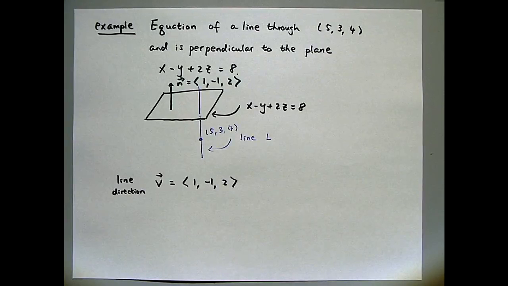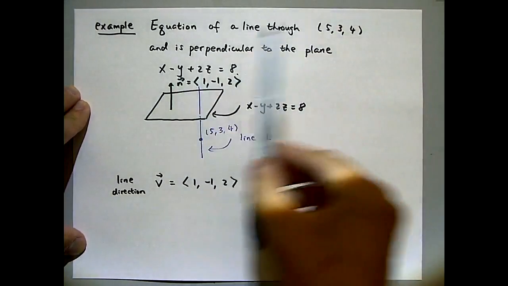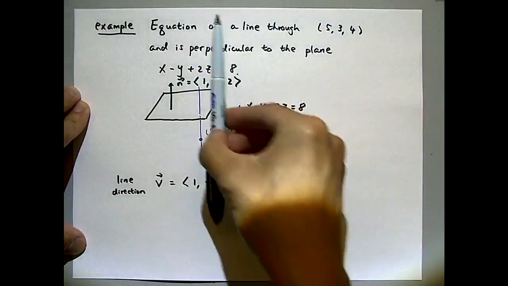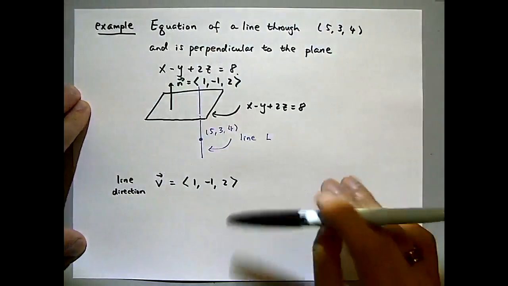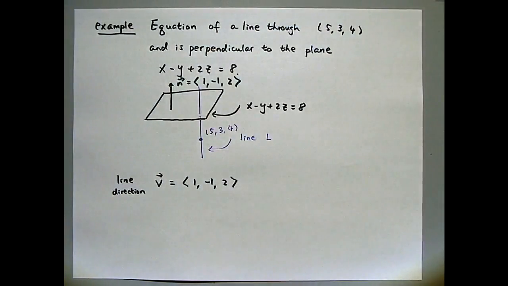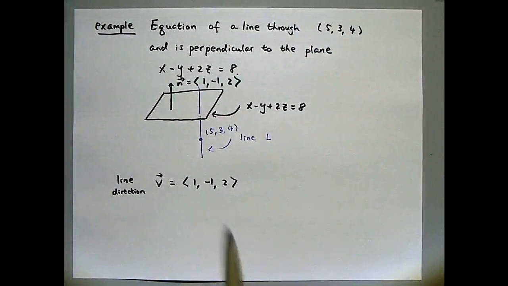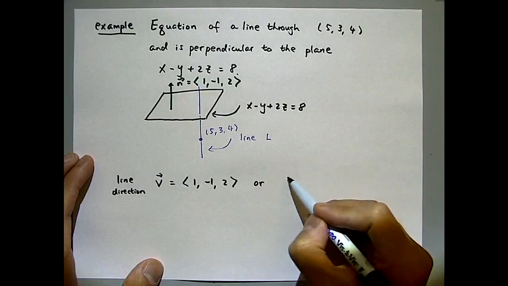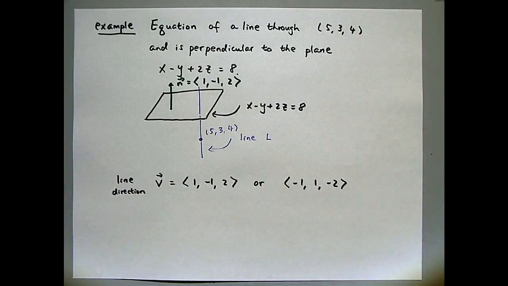It can, yeah. He's asking, can we do the negative of this? Sure. We just need to know a vector that is in the direction of the line. It doesn't really matter which direction we look at. The difference is in how we count t, right? If you switch the direction, then you'll be counting t differently to get a different point. So it really doesn't matter. Very good point. We could also do minus 1, 1, and minus 2. We just need a direction that the line is parallel to. It doesn't matter which way you want to point.